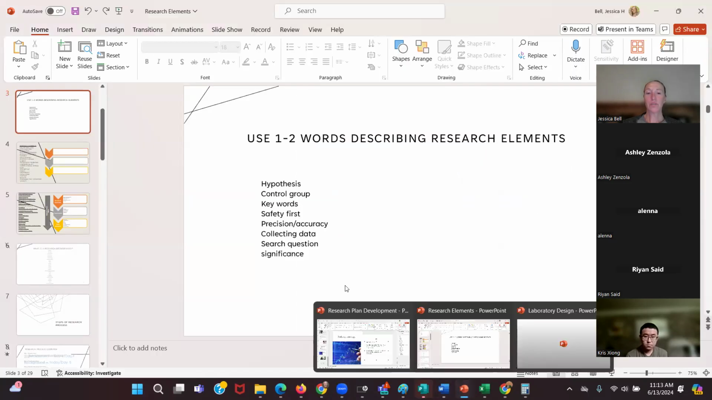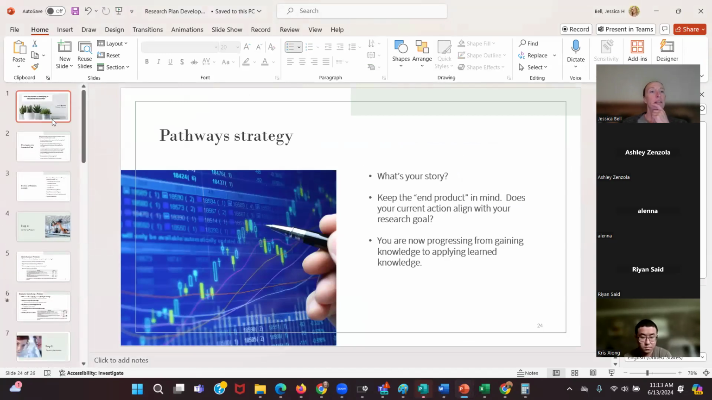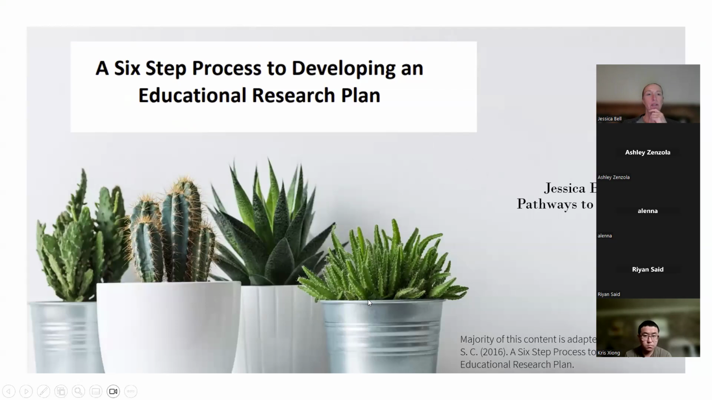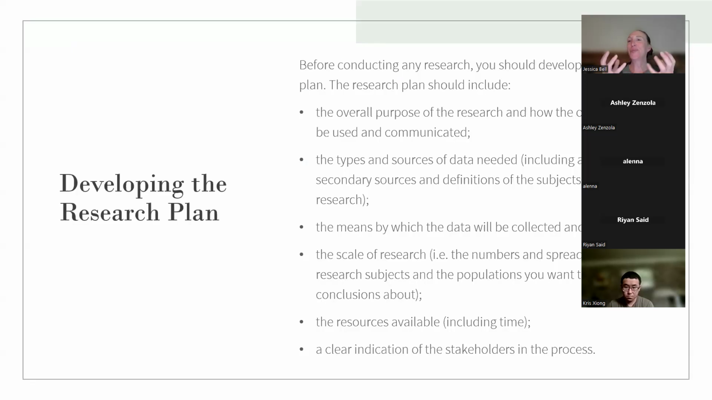Research elements we went over yesterday. Research plan development. All right, so we're going to look at developing a research plan. Most of what I have here was taken from a 6-step process to developing an educational research plan. I know that you don't really want to do worksheets, right? You want to get into doing those kinds of things. These are meant to be step by step, just so you don't forget a step while you're learning the process.